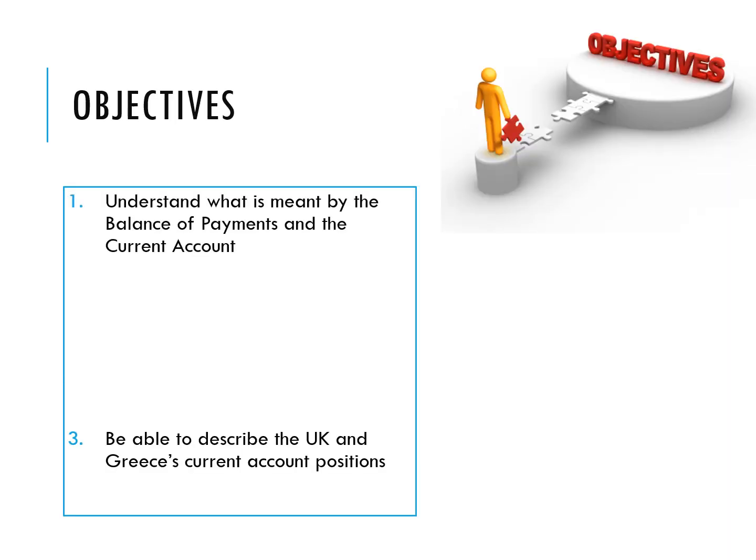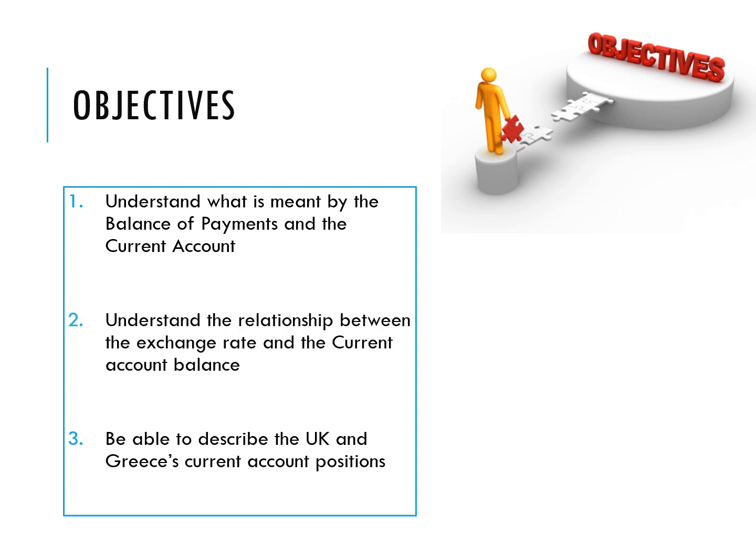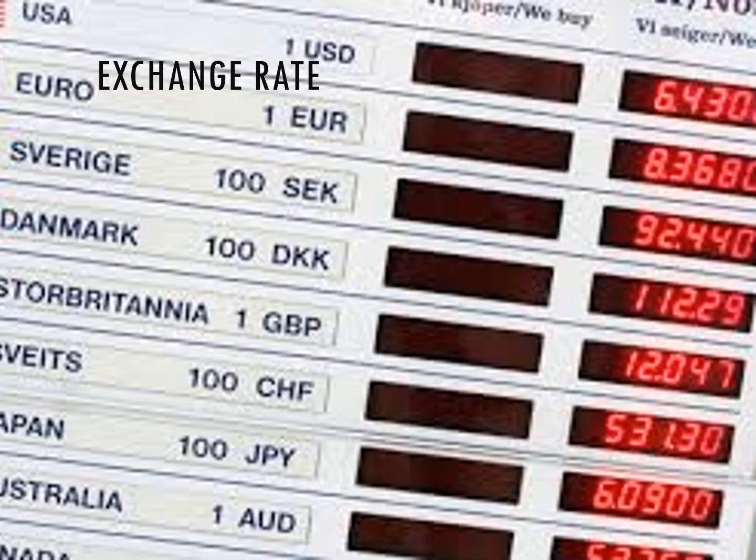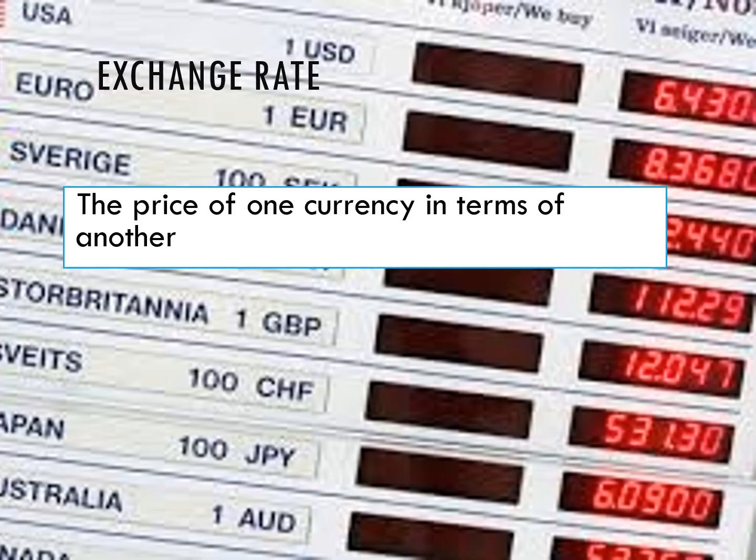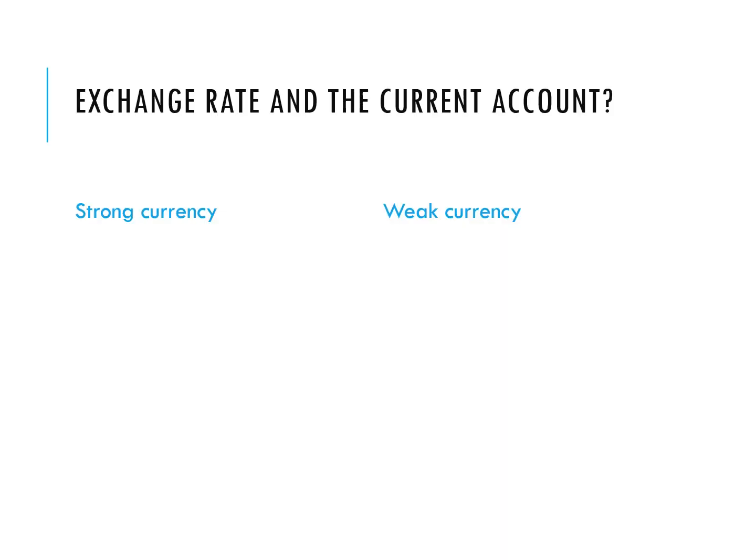So we've looked at what is meant by a balance of payments, quite a lot of content there, and the current accounts. It may be worth going back and making sure you've got good notes on those sections. The next was to look at the relationship between the exchange rate and the current account balance, and then we're going to look at the UK's position. So an exchange rate is the price of one currency in terms of another.